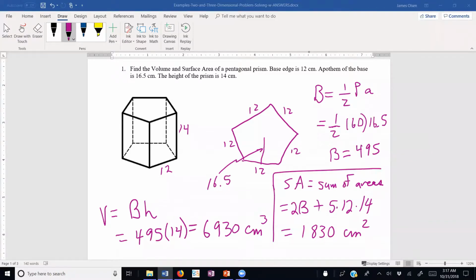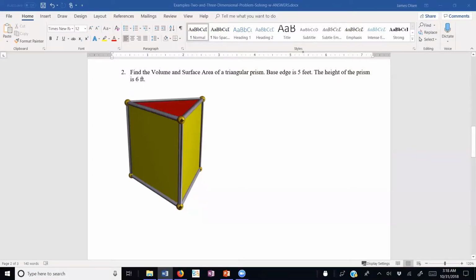Now let's go to our second example. In our second example, we're supposed to find the volume and surface area of a triangular prism. The base edge is 5, so we have 5 on each of these base edges, and the height is 6. Once again, we need to calculate the area of the base.